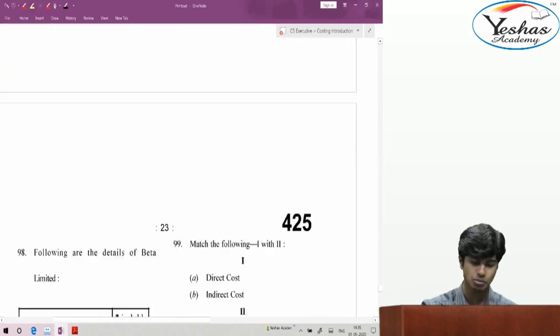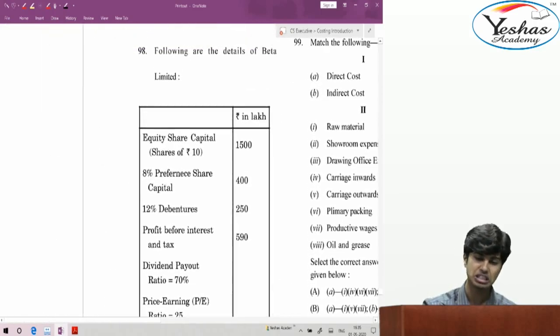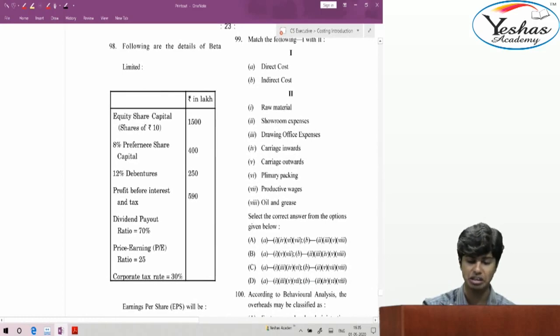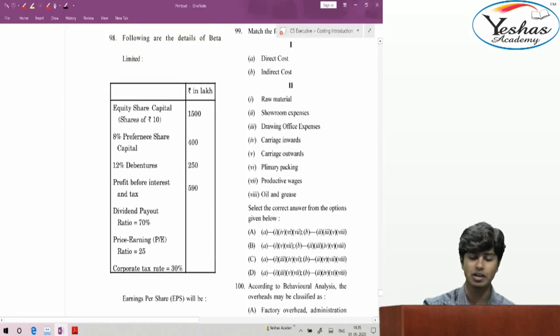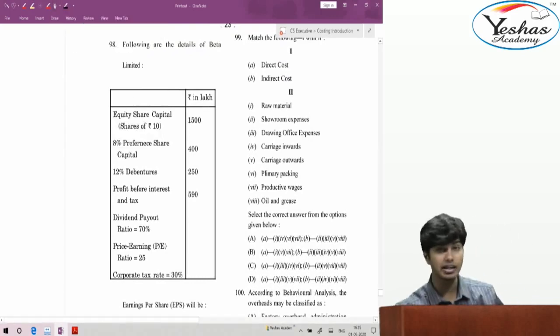Come on, let's now go to question number 98. Following are the details of Beta Limited. Okay, what do they want? They've given us equity share capital, 8% preference share capital, PE ratio, dividend ratio, and tax. They basically want us to find the earnings per share. Simple one. Again pure FM, but it can be asked in accounts also.